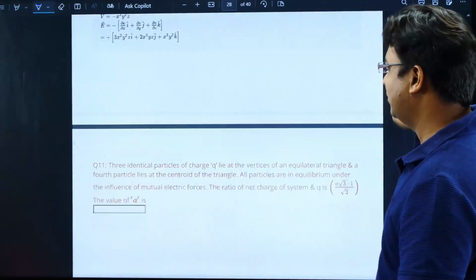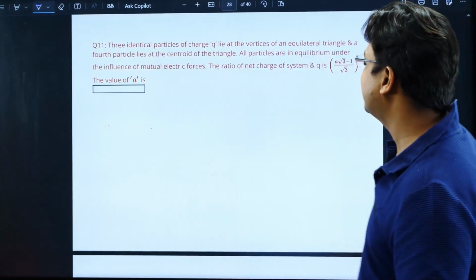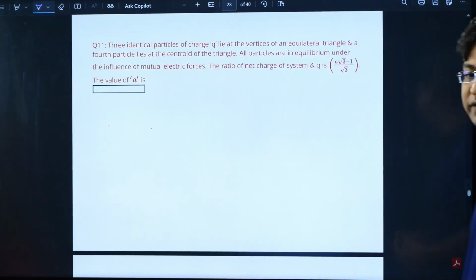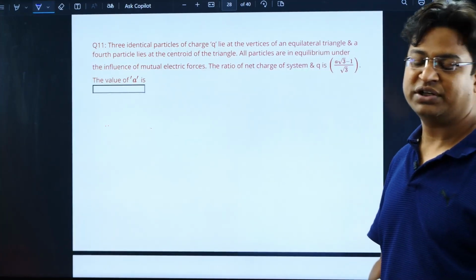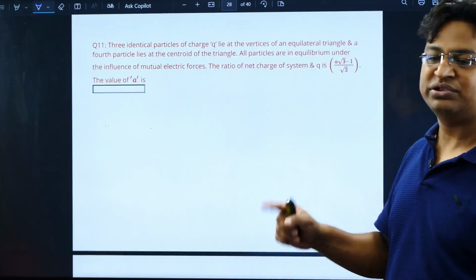Now question number 11, which is an integer type question. Three identical particles of charge q lie at the vertices of an equilateral triangle and a fourth particle lies at the centroid of the triangle. All the particles are in equilibrium under the influence of the mutual forces. The ratio of the net charge of the system and q is this much, find the value of A.